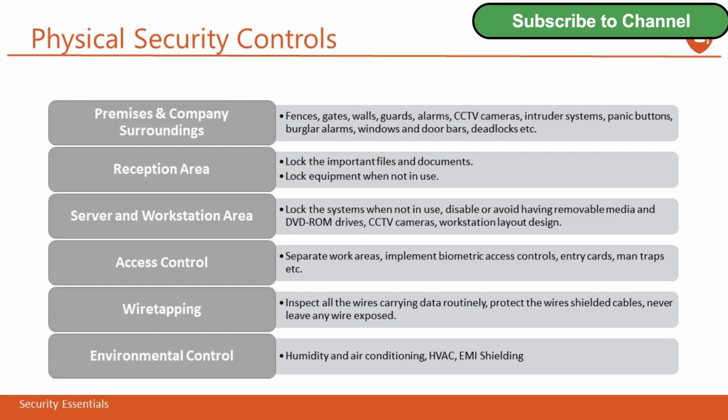Next is access control. What are the accessing permissions? What are the controls on accessing permission? Have you set that or not? Do you have separate work areas? Have you implemented biometric access controls, entry cards, man traps, etc.? Wire trappings: inspect all the wires carrying data routinely. Protect the wire shield cables. Never leave any wire exposed because your data is transmitting through those wires, right? Environmental control: is your space secure from humidity and air conditioning issues, HVAC, EMI shielding, etc.?